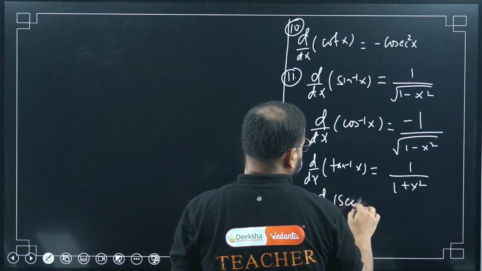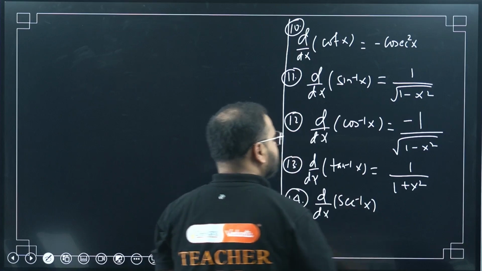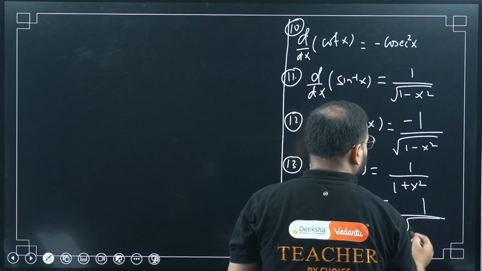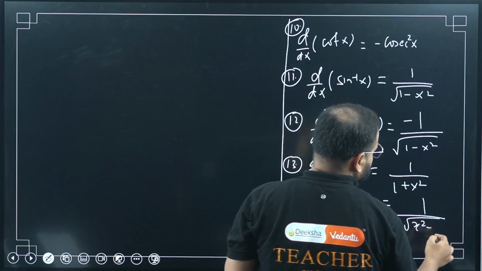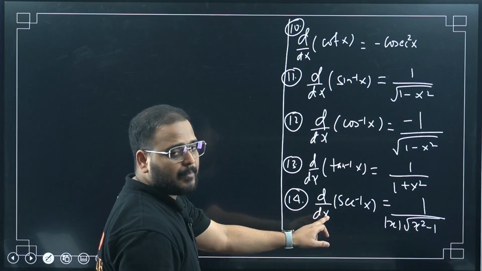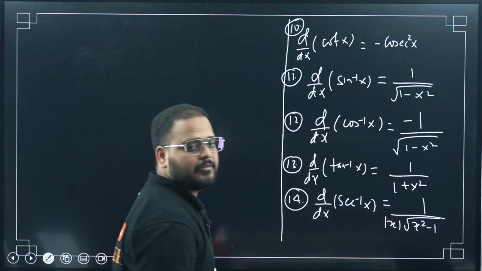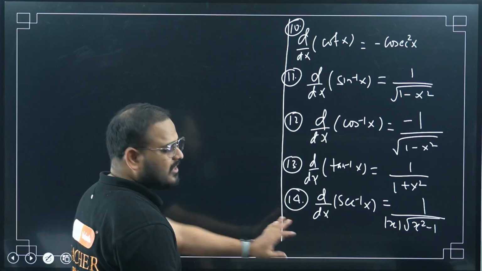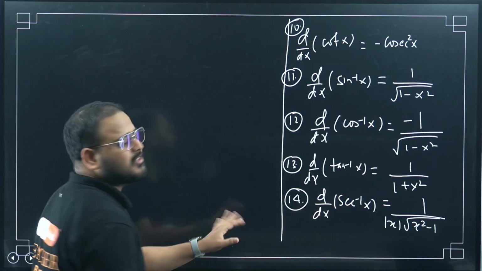I can write this as 1 upon mod of x times root of x square minus 1. Okay, x square minus 1. This is for sec inverse. For cosec inverse, what will happen? Just add a minus sign over in the numerator. Alright. So I think this is enough for your formulas for differentiation rules.